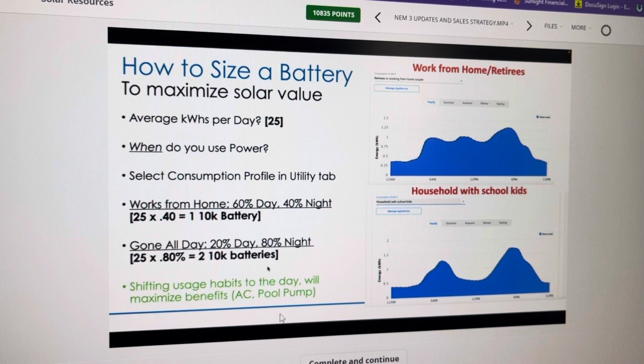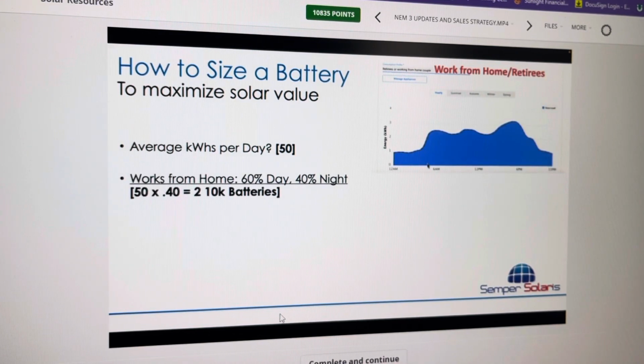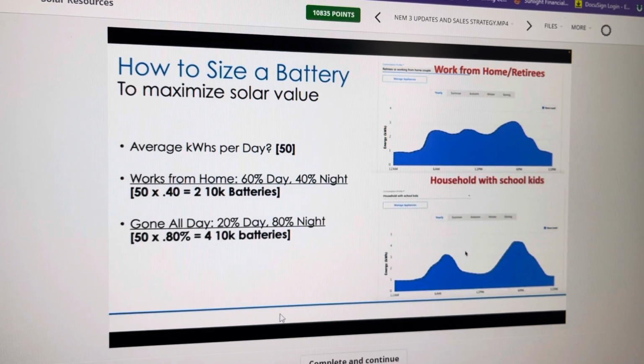Let's look at a bigger system. Oh, and a reminder that yes, you can tell your customers to use more power in the middle of the day. That'll increase their savings. Now, if we look at a larger system or a larger usage customer, 50 kilowatt hours a day, well, if they're working from home, again, 40% we need to protect at night. So 40% of 50 is 20 kilowatt hours. Now, what if they have a nighttime user? Again, 80%. So 80% of 50 is 40. So you need 4 N-charge batteries to truly protect that homeowner. So you can see it's no longer just about how much they use, it's when they use it.